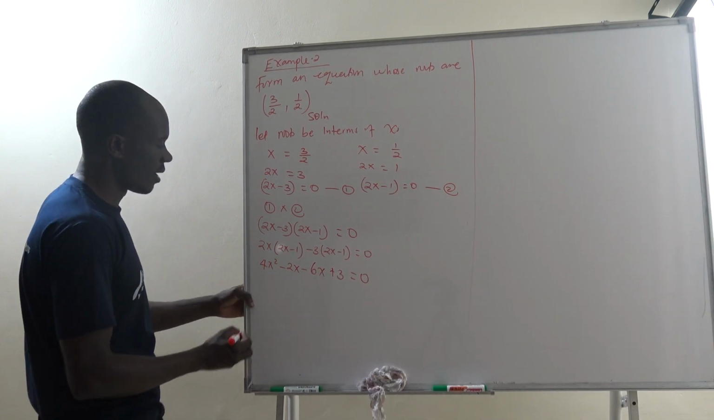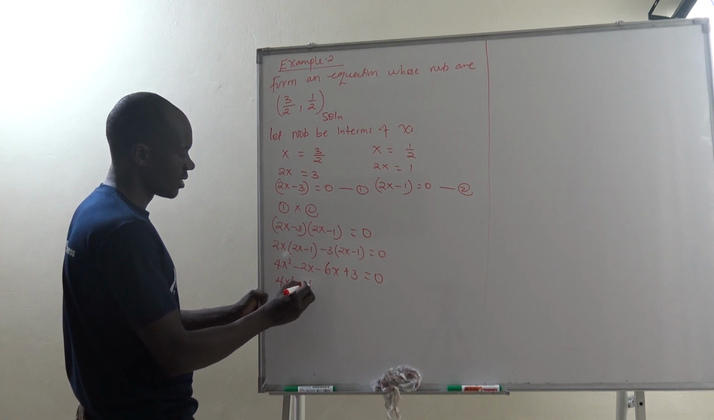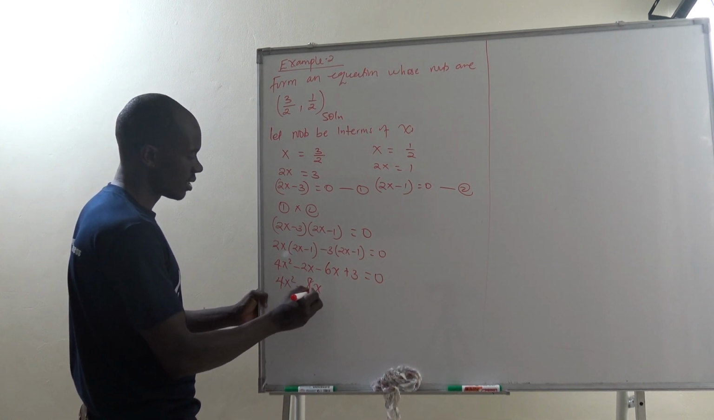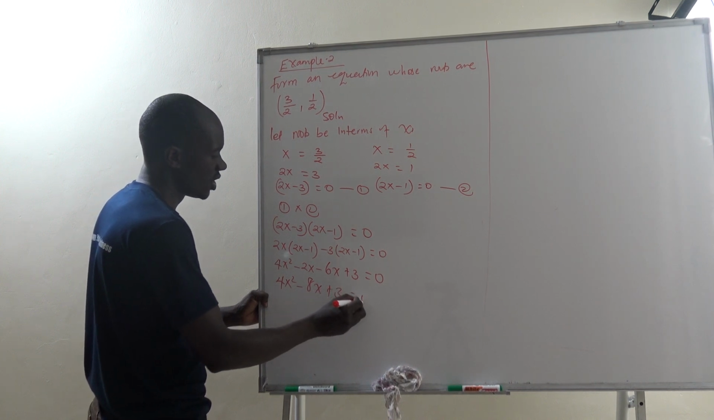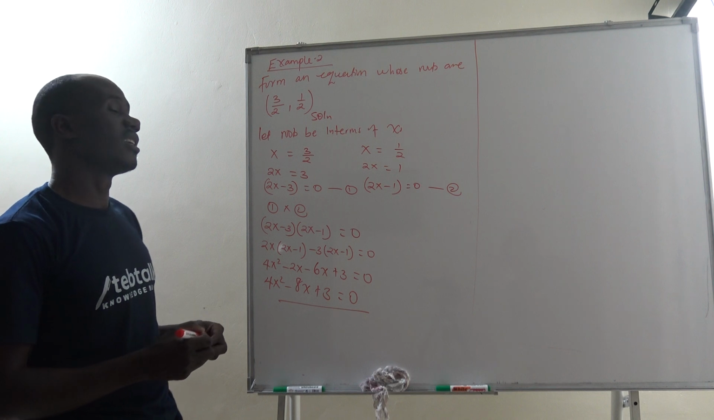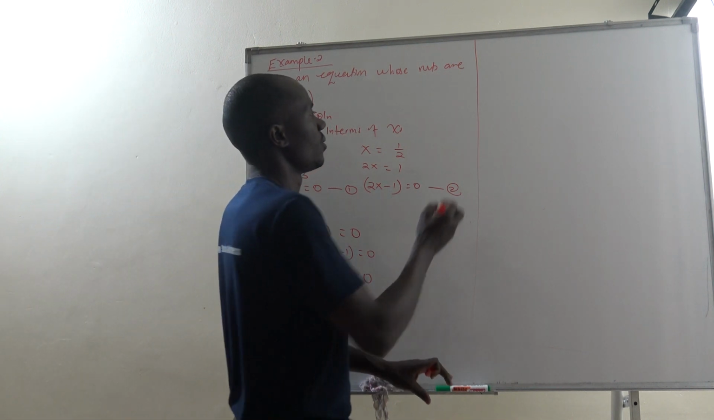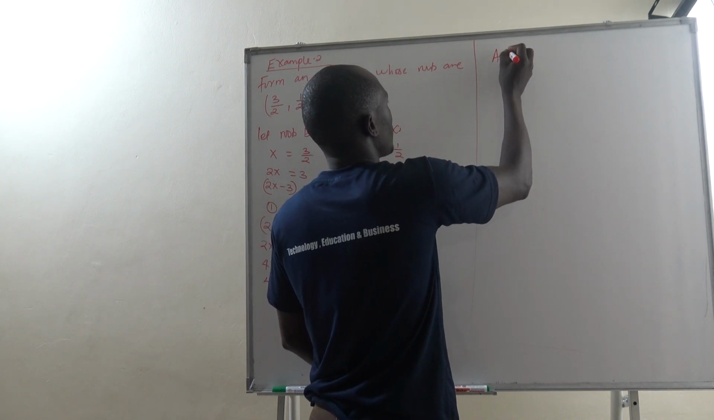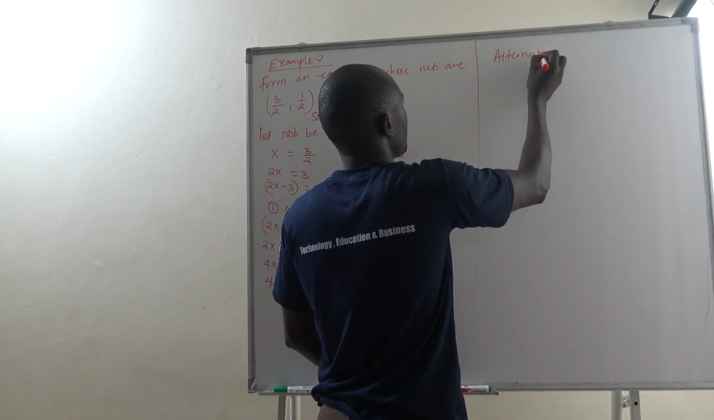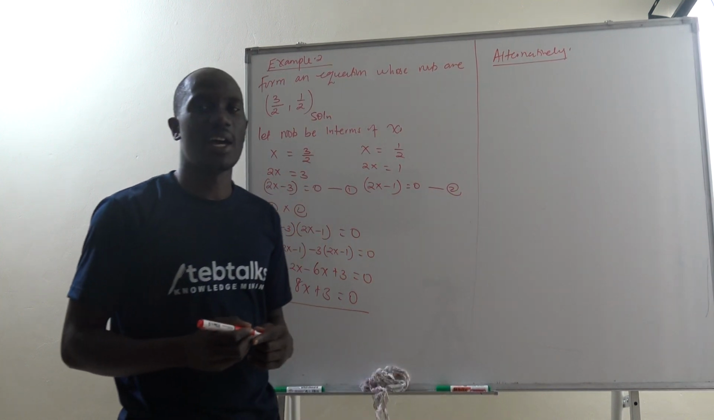So what are we having now? We are having 4x squared minus 8x plus 3 equals 0. So you can see this is how I formed the quadratic equation in terms of x. Then I can give you the alternative, where we're going to use the idea of the sums and products.